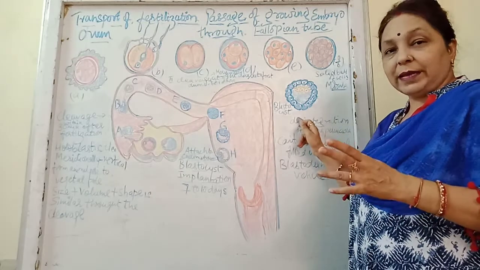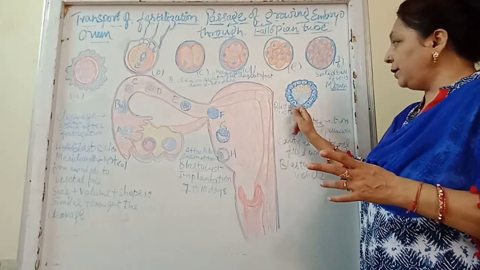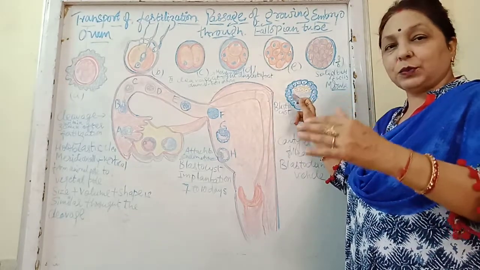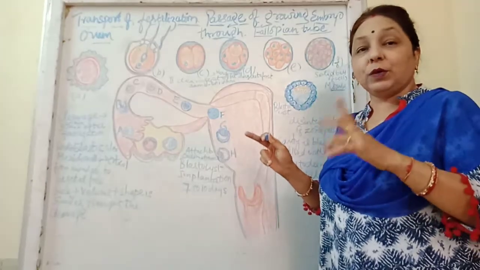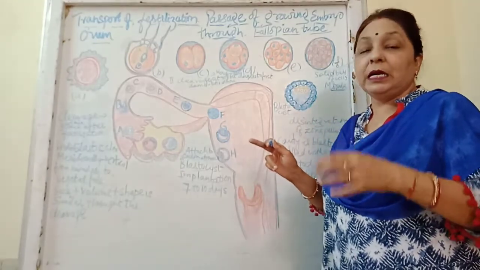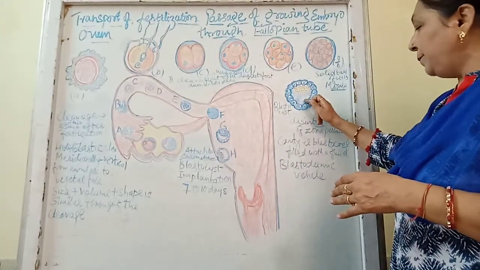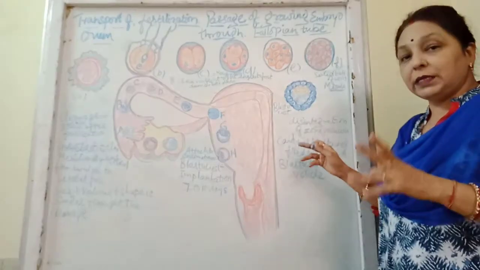In this stage, what happens? There is formation of an outer layer and the aggregate mass of cells at one particular place, and there is the formation of a cavity. This cavity is called the blastocoele. This cavity is called the blastocoele and it is filled with a fluid.